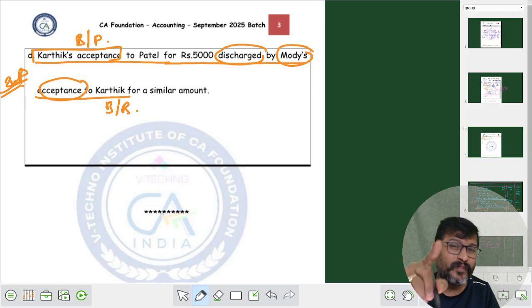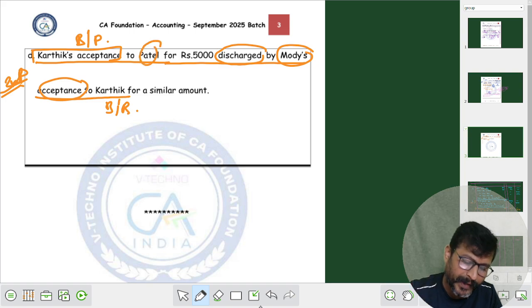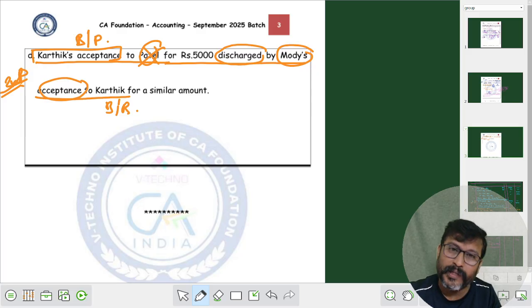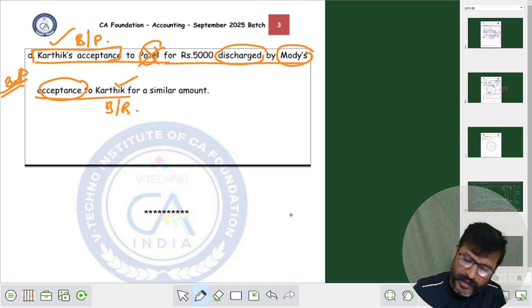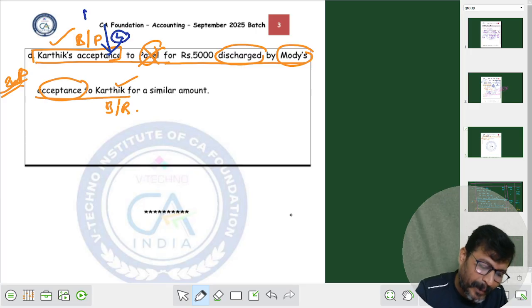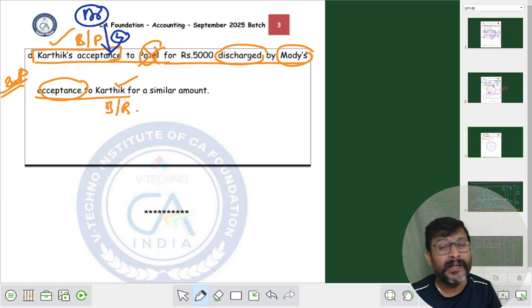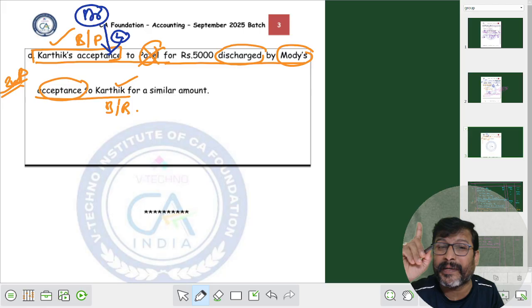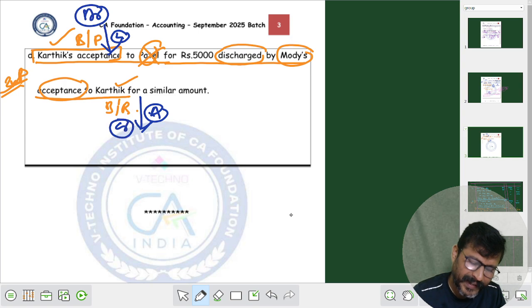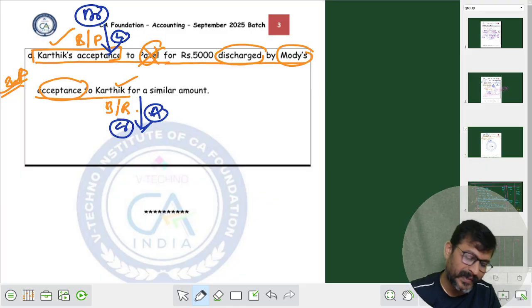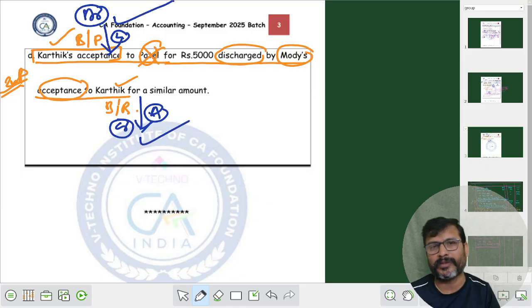Because you are doing the answer for whom? You are doing the answer not for Patel, not for Mody. You are doing the answer only for Karthik. Karthik acceptance means for Karthik it is a BP, was discharged. When you discharge the BP, your BP comes down, your liability comes down. When your liability comes down, it is to be debited. Discharged by how? Mody's acceptance means BR. Your BR also decreased, your asset decreased, is to be credited. Very simple answer is BP account debit to BR account.